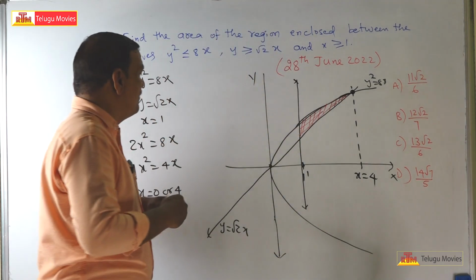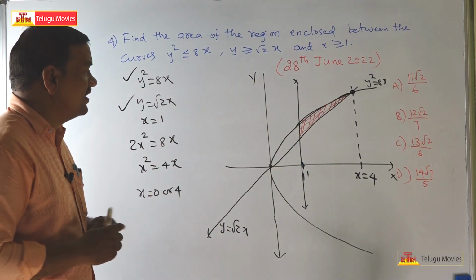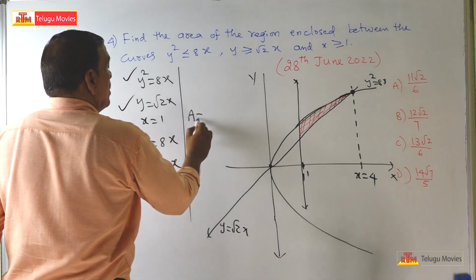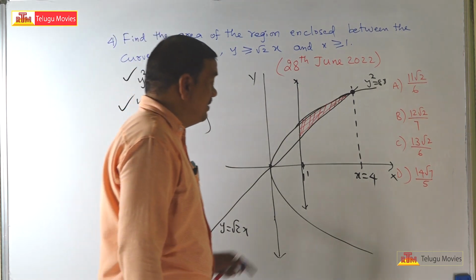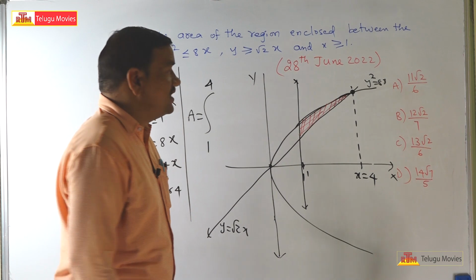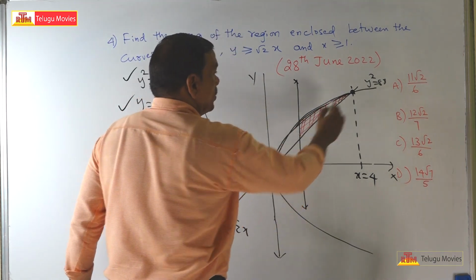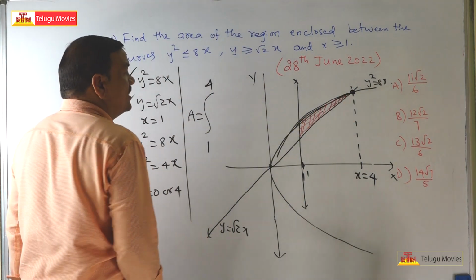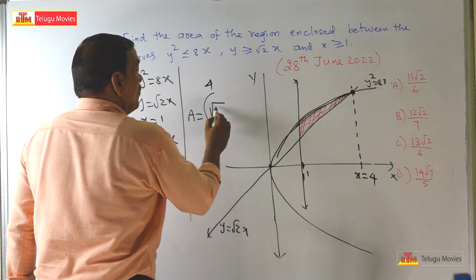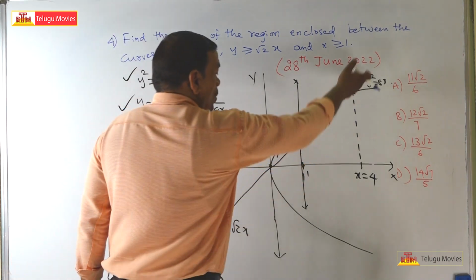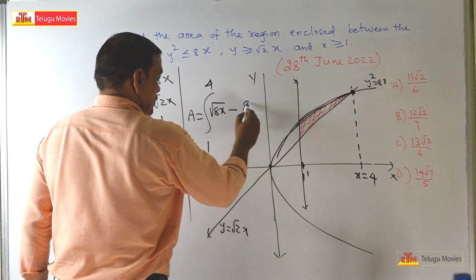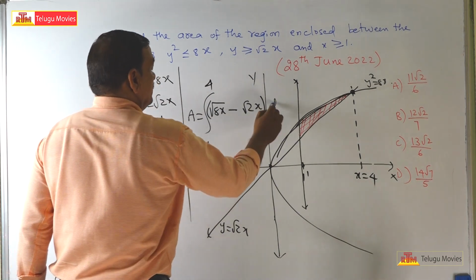So the question is very clear. The only thing is you want to find the area between the limits 1 to 4. What is the upper curve? The upper curve is y² = 8x, that means y = √(8x), minus the lower curve. What is the lower curve? y = √2x. So the integral from 1 to 4 of (√8x − √2x) dx.